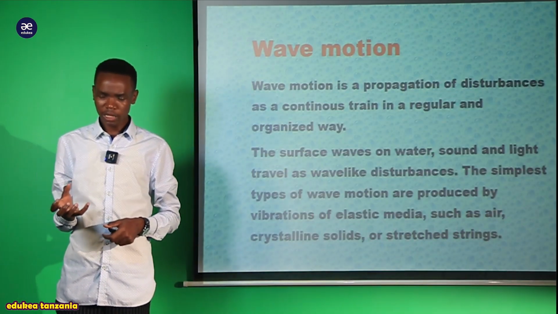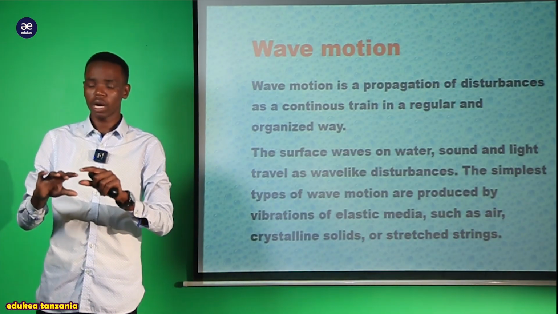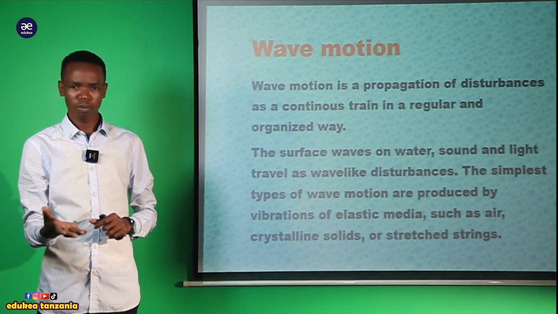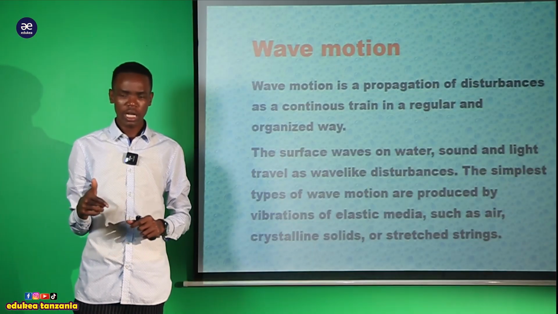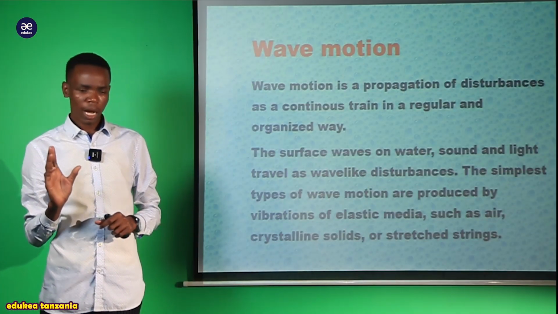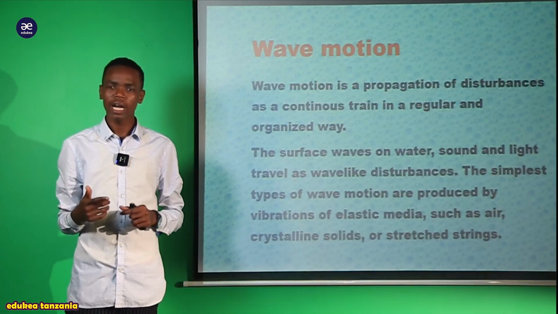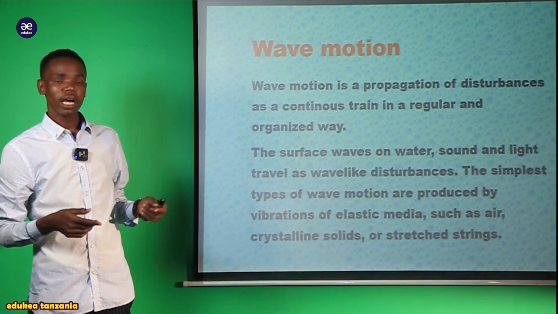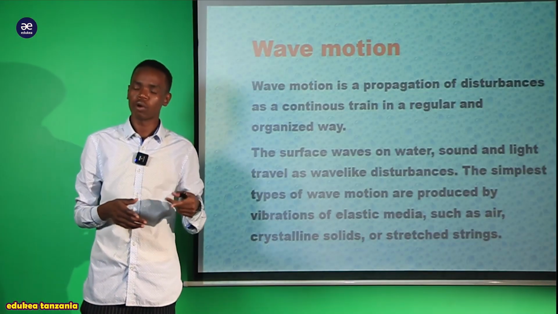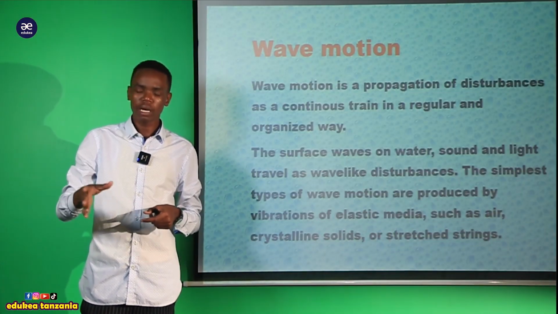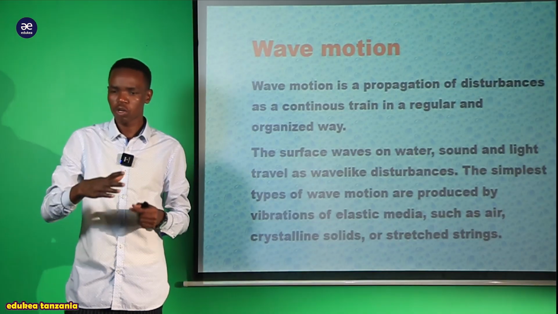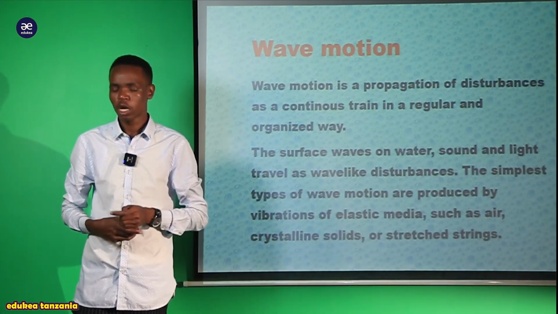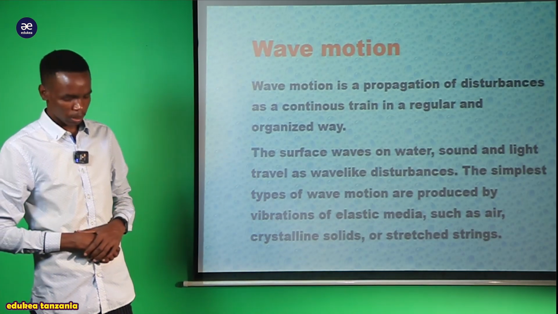We have an amount of water, and we try to disturb that water from the equilibrium position. If we disturb it, we should observe that the water propagates as a continuous train, in a regular and organized way. There is a regularity that tries to propagate, and it forms a cycle that oscillates around the equilibrium position. That process is what we call wave motion, my lovely students.